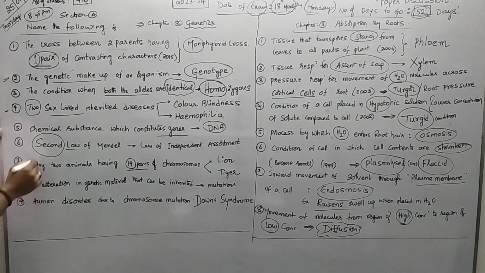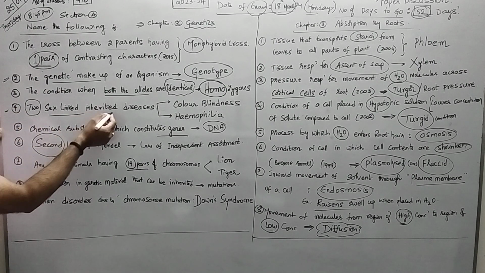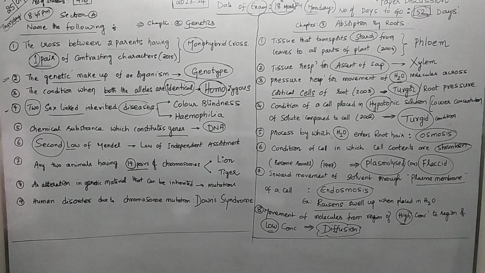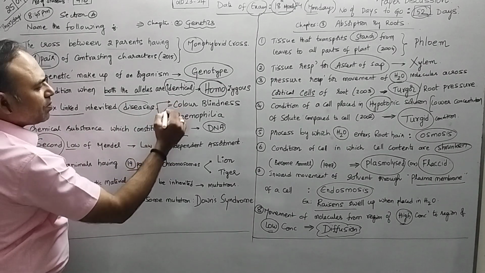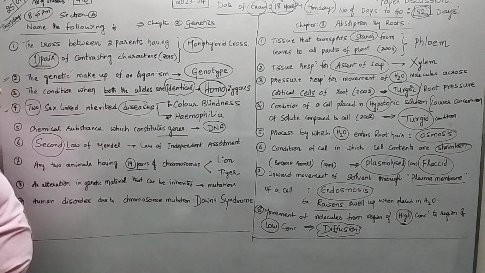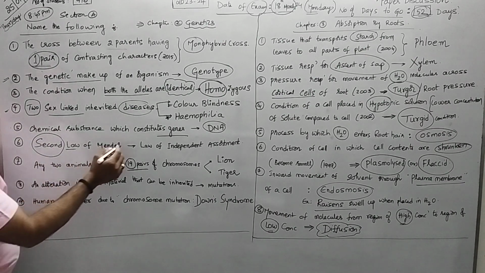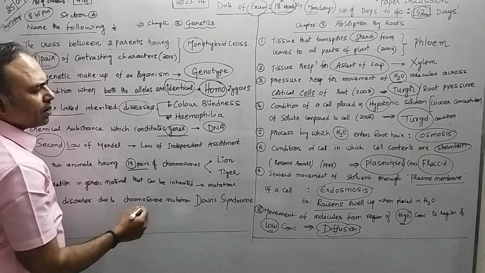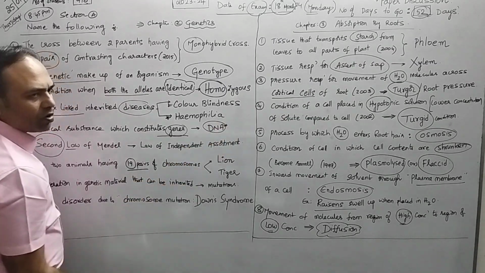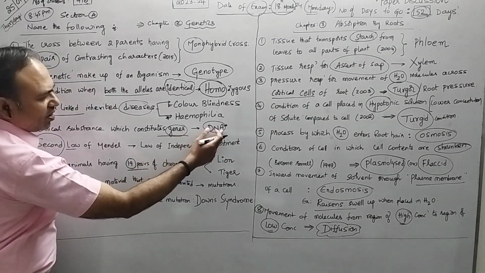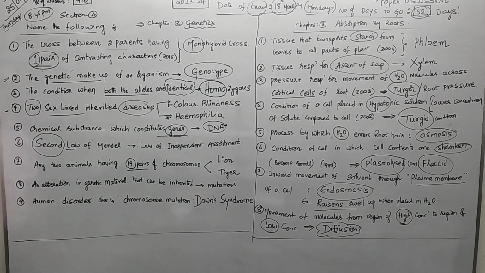Question number 4. Name any two sex-linked inherited diseases. So we can take color blindness and hemophilia. Just the names alone we need. The chemical substance which constitutes the gene is nothing but deoxyribonucleic acid, DNA. If possible, you can write the full form.